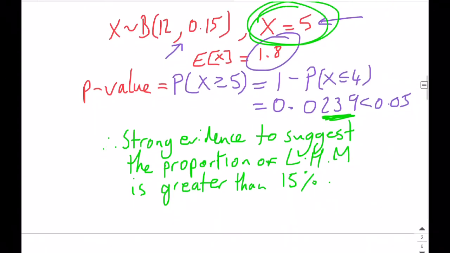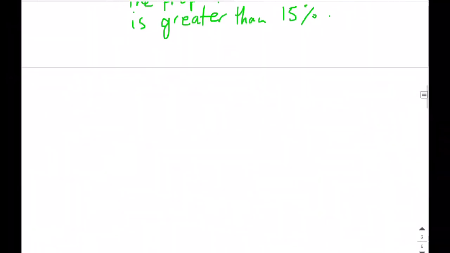that would lead to rejecting H0. So find your critical region. The probability of your critical region is your significance level. So we already know that the probability of being greater than or equal to 5 leads to rejecting H0.